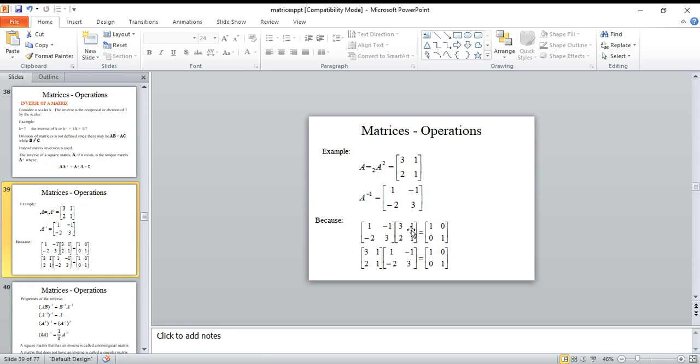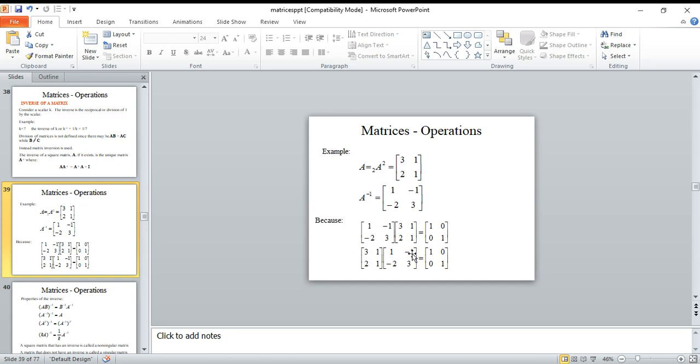By the previous property, A into A transpose is equal to I, and A transpose into A is also I. Check it. A into A transpose, and A transpose into A, are both I. Check that. A is 3, 1, 2, 1. A transpose is 1, minus 1, minus 2, 3.